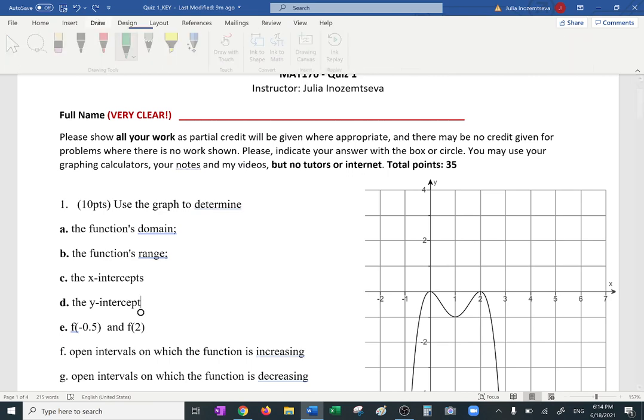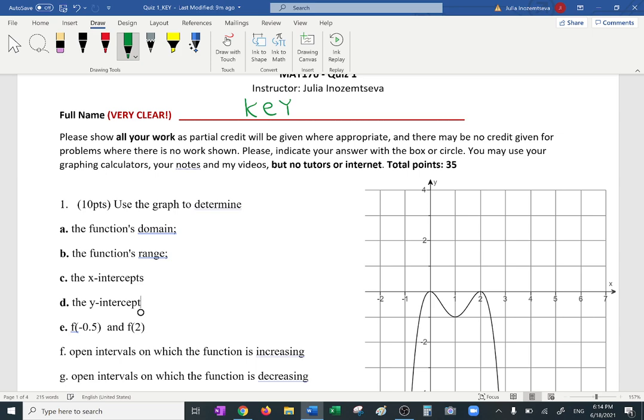First of all, please don't forget to write down your name. I'll put here, this is my key. And then please write everything carefully, neatly, and put the answer in a box or a circle. This speeds up grading by quite a lot.